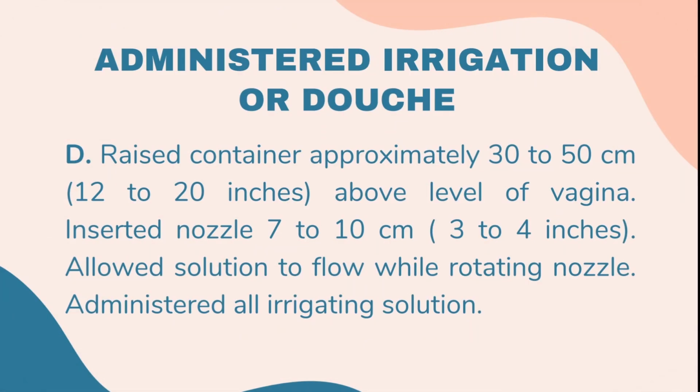Raise the fluid container 30 to 50 cm or 12 to 20 inches above the vagina. Insert the nozzle 7 to 10 cm or 3 to 4 inches and allow the solution to flow while rotating the nozzle. Lift the container to create gentle water pressure. Insert the nozzle carefully and move it slightly to distribute the solution evenly. Ang correct height allows proper fluid flow without excessive pressure, which nga-cause it discomfort or injury.